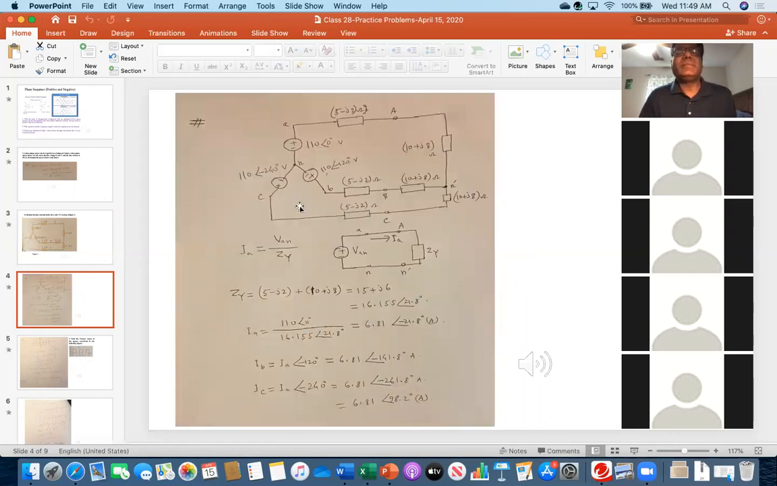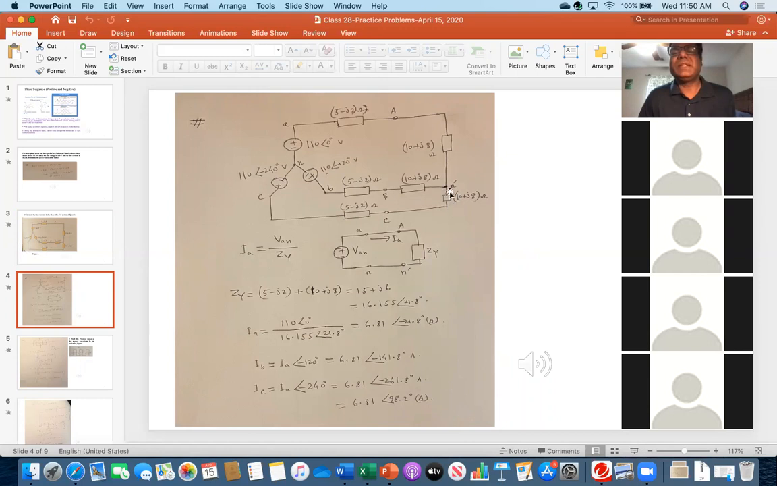So again, I have redrawn. Here I have put the neutral. Everybody see on the source side, the common connection point is the neutral. So I have put in similarly on the right side, because it is neutral. Sorry, it is the Y system.